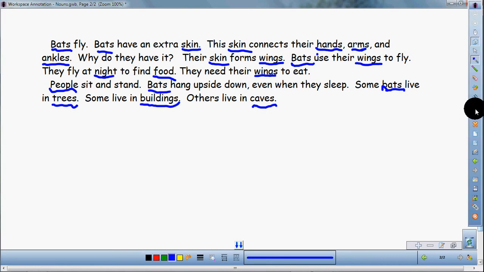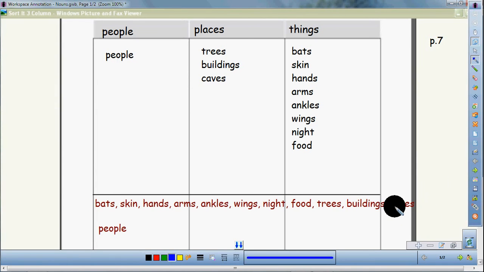All right, so we have underlined all of our nouns. Let's sort them. And you can see I put them people, places, trees, buildings, and caves, and things. Bats, skin, hands, arms, ankles, wings, night, and food. All right. Check your answers and make sure you have them correct on page 7.